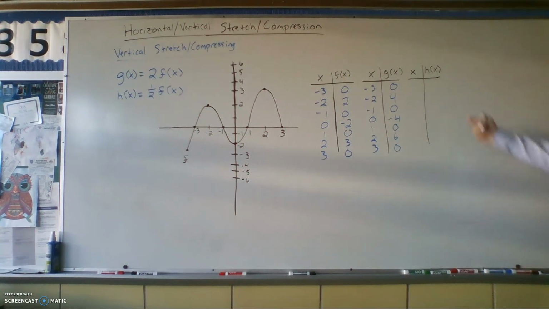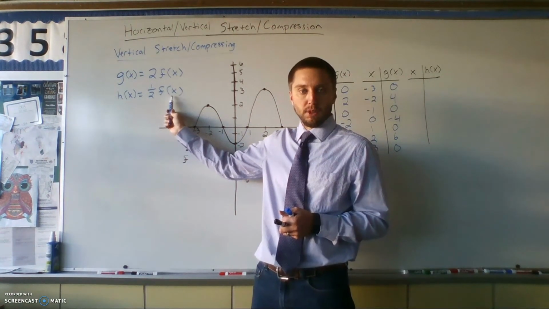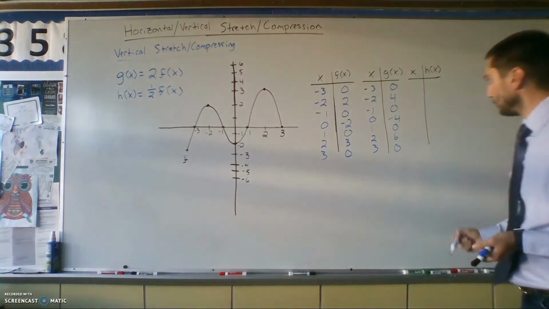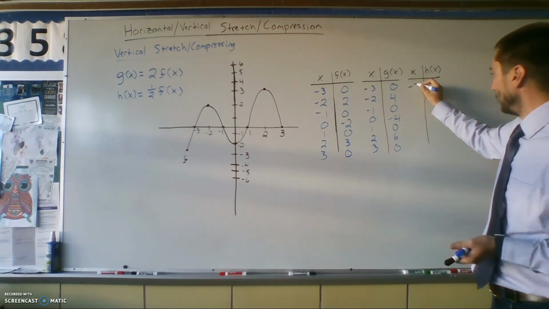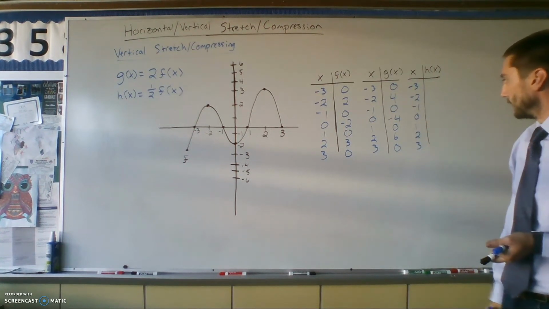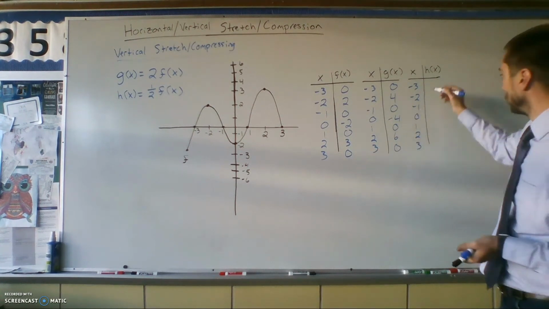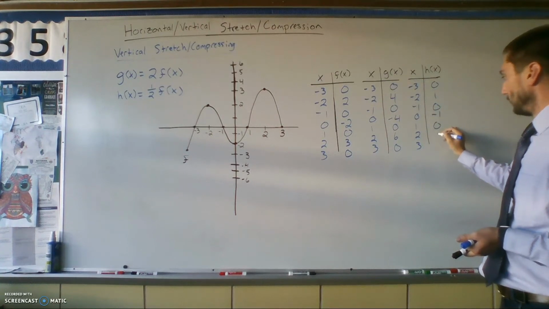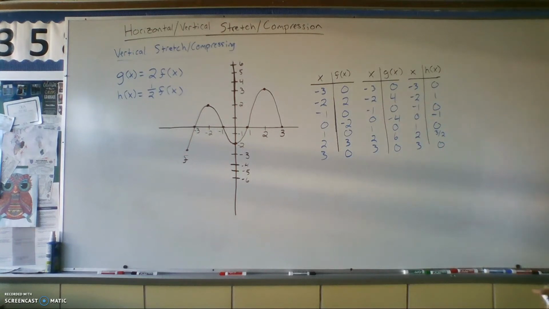All right, and then while we're here, let's go ahead and make our table for H of X. So H of X says take your outputs of F of X and multiply them by half. Divide them by 2. Okay, I'm pretty good at that. So again, it didn't say anything about changing the inputs, so I'm just going to leave the inputs -3, -2, -1, 0, 1, 2, 3. All right, so I'm just going to take all of my F outputs and cut them in half. So 0, 1, 0, -1, 0, 3/2, 1 1/2, 0. All right, so now I have my tables.